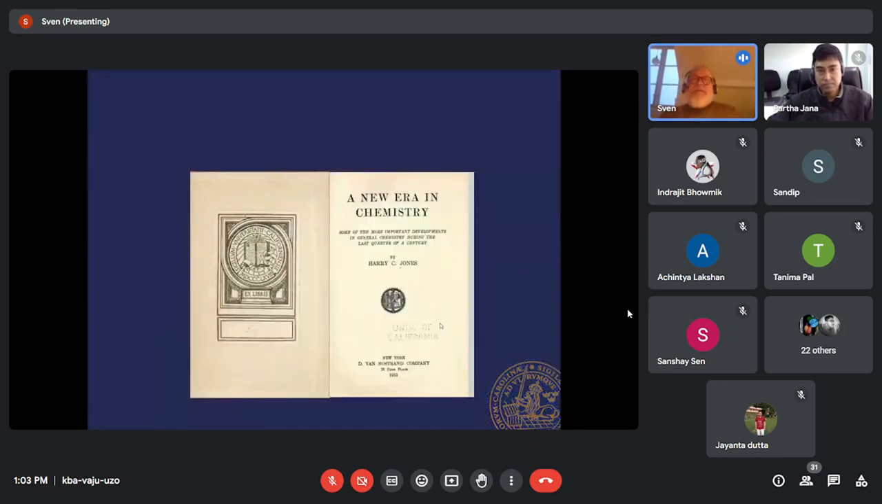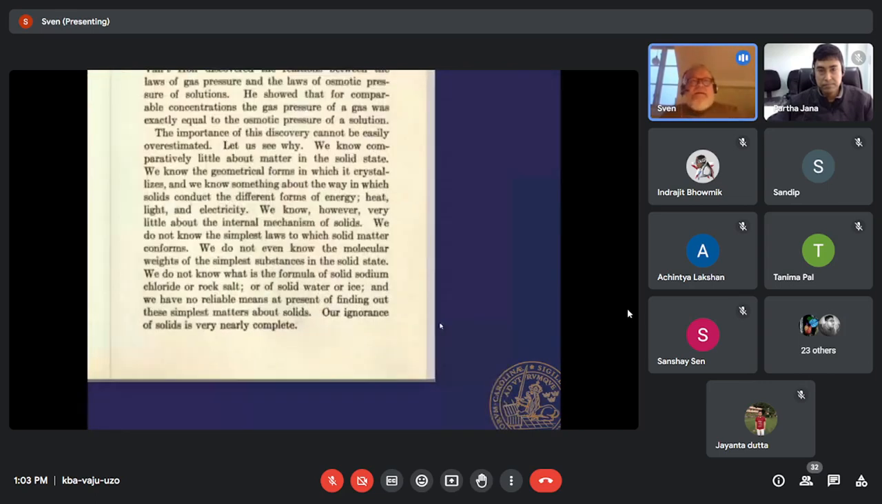This has not always been the case, the fact that we are able to study chemistry at this absolutely fine level. So Harry Jones wrote in a book published 1913, A New Era in Chemistry. Let's open it and see what's inside.